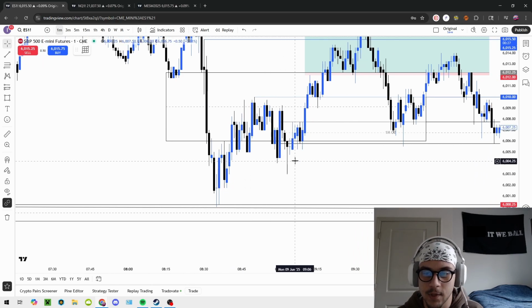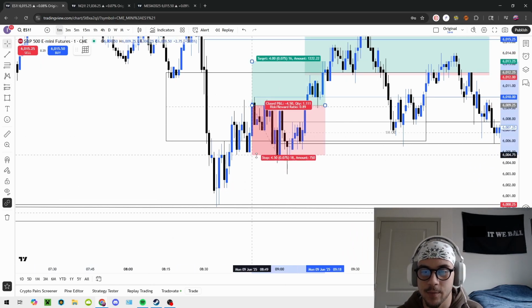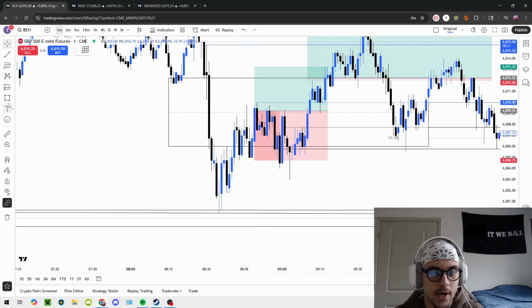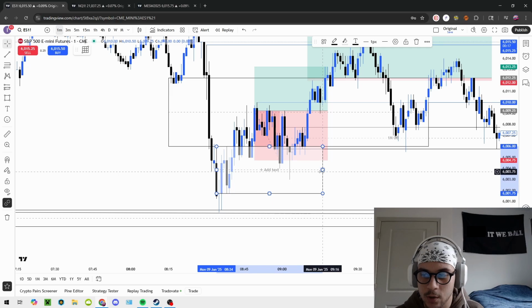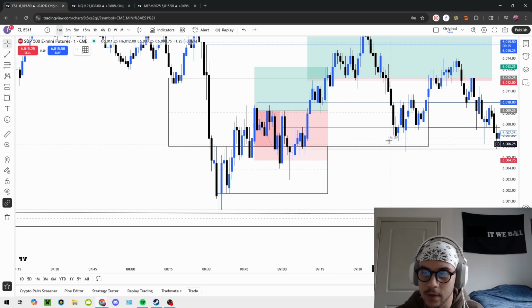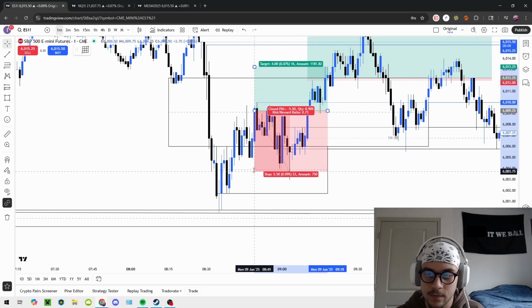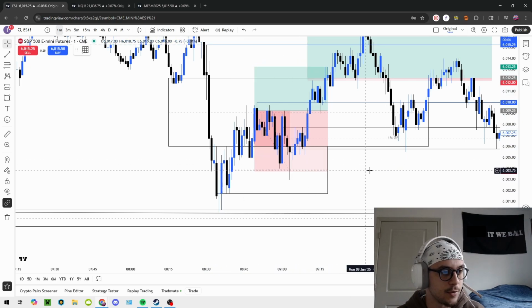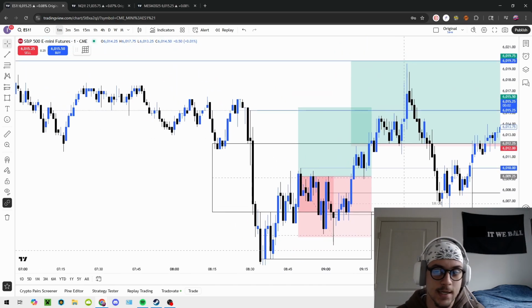Even if I had taken a trade off of this 5-minute candle, I would have gotten stopped out because I would have put my stops at the equilibrium of this 1-minute order block, which I did the same with the original trade, which is right here. The other one would be right here, and as you can see, my stops would have been right here for this earlier entry, and we didn't do that. We got stopped out.